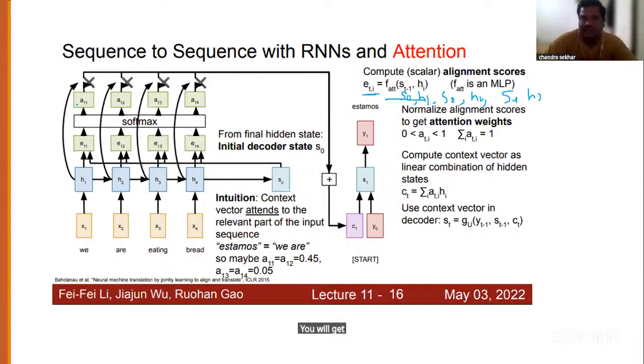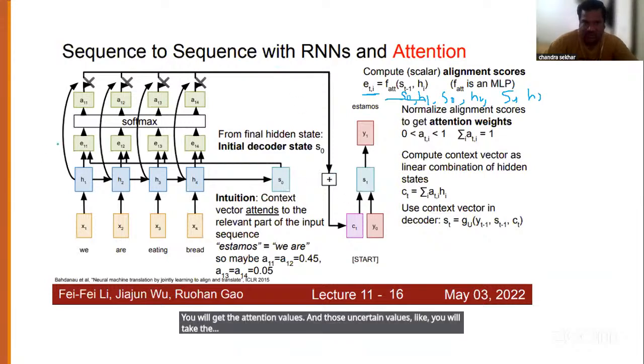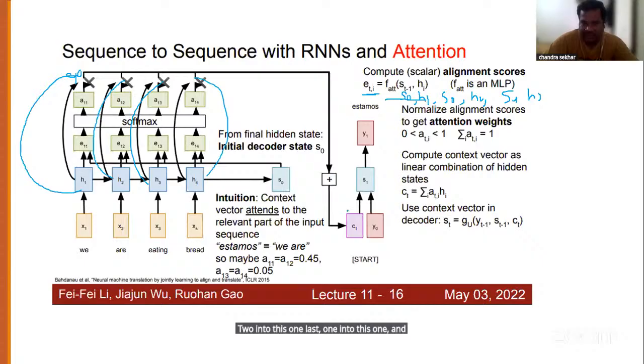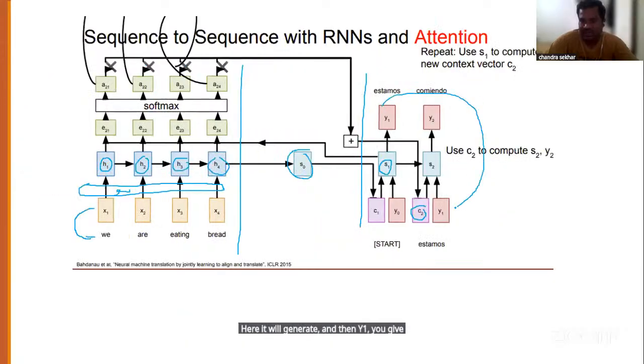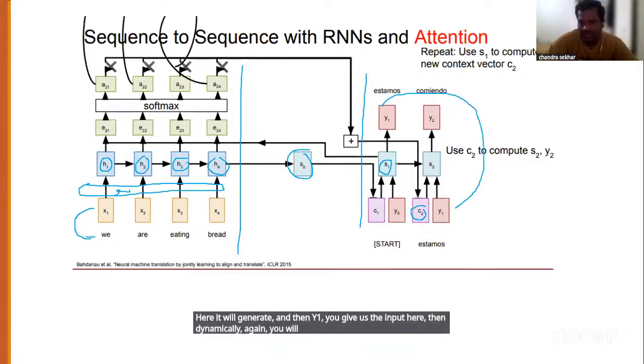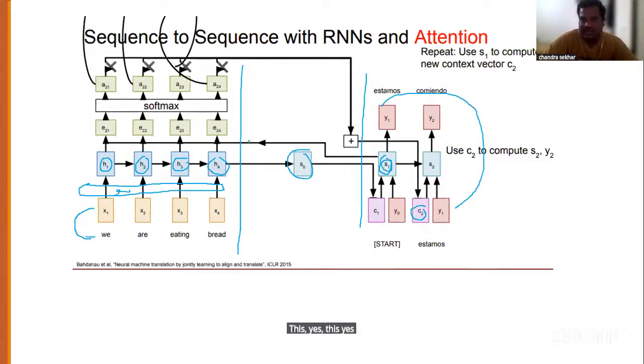You will get the attention values. And with those attention values you take a weighted sum. Suppose 90%, then 90% times hidden one. Next 3%, so 3% times this one. Same, 2% times this one. Last, 1% times this one. And that vector is called the context vector. So this is the context vector. Then you generate y1 and give it as an input here. Then dynamically you compute S2: this S1 you pass as an input, and again, how S1 is related to H1, H2, H3, H4 you compute. And that is your context vector.